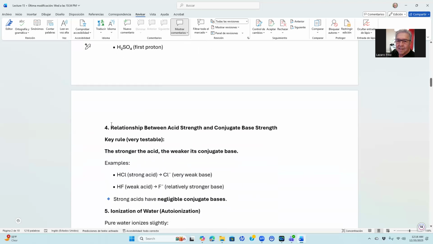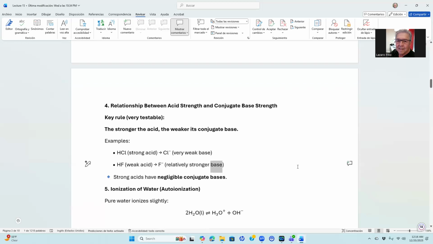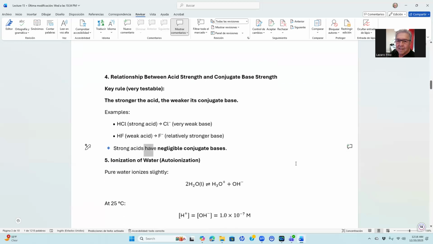Let's see what is the relationship between acid strength and the conjugate base strength. Here we have a rule. Key rule, very testable: the stronger the acid, the weaker its conjugate base. Examples: HCl, strong acid, Cl-, very weak base. HF, weak acid, F-, relatively stronger base. Strong acids have negligible conjugate bases.